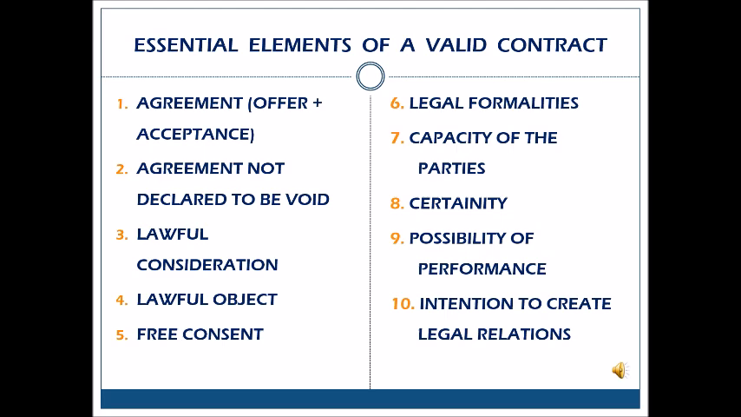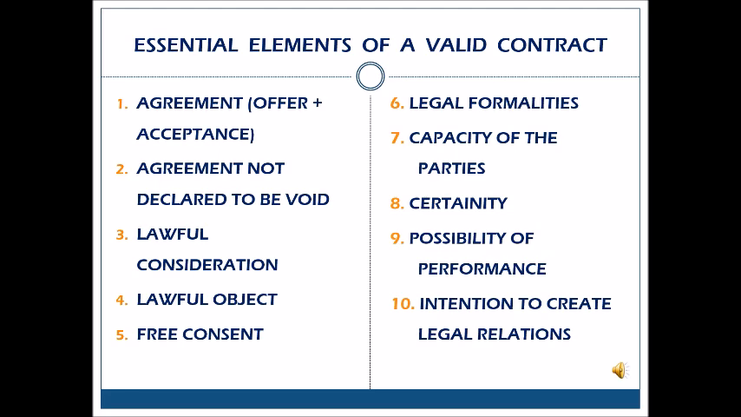The fourth point is a lawful object. The main object or the main idea of coming into a contract should be lawful. The main purpose of entering into a contract should not be illegal, immoral, or opposed to public policy, for example a murder or committing a crime or committing a theft or kidnapping someone, etc. Such objects of entering into a contract shall not be treated as a valid contract.